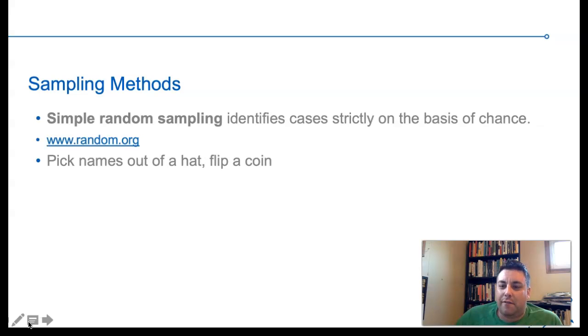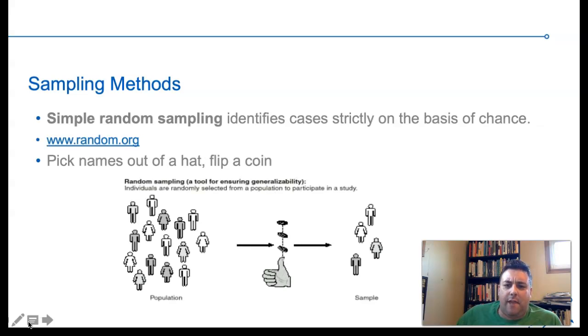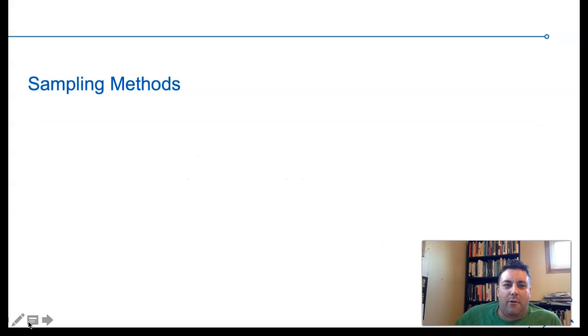Could be the flip of a coin, heads you're in the study, tails you're not in the study, something like that. It could be picking names out of a hat, using a deck of cards, something like that. A red card, you're invited to participate in the study. Black card, you're not invited to participate in the study. I don't know, something of that nature. So if we did that, as the picture says here, we could flip a coin for every member of the population, and we would end up with our sample.